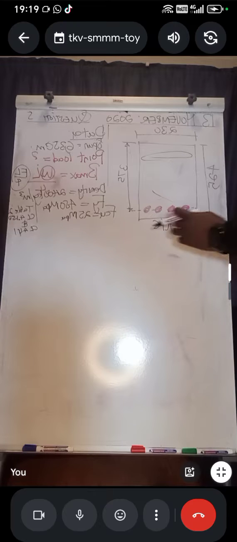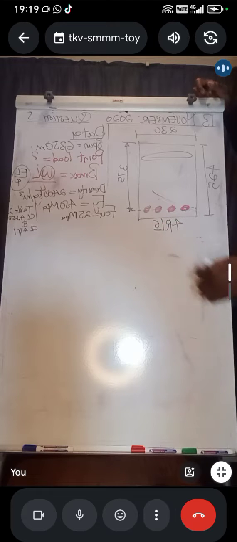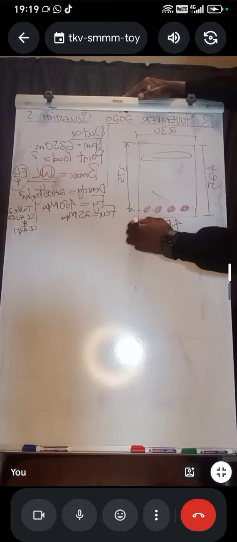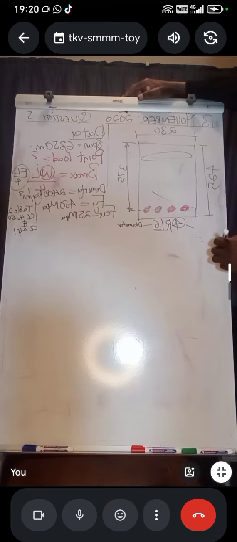First of all, you must be able to interpret this. What does 16 indicate or represent? The diameter of the bar. And what about the 4? The number of bars.